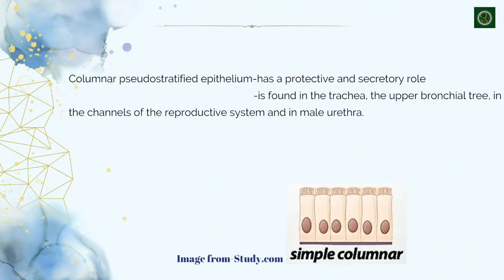Columnar pseudostratified epithelium has a protective and secretory role. It is found in the trachea, the upper bronchial tree, in the channels of the reproductive system, and in the male urethra.